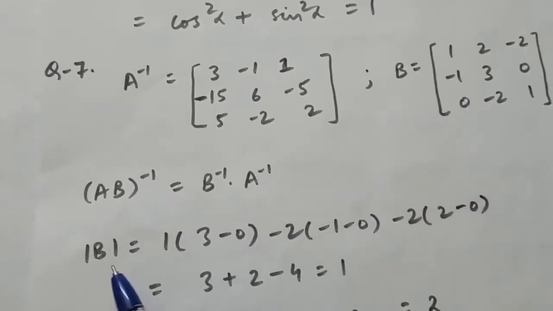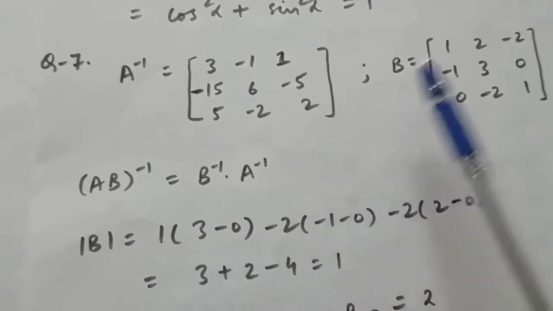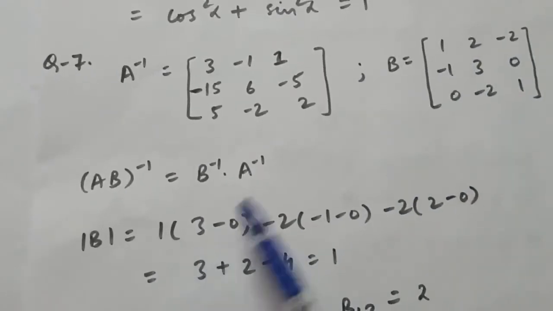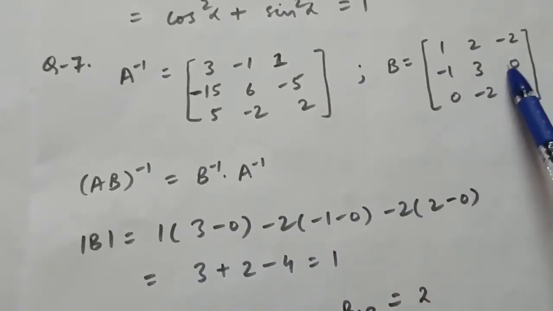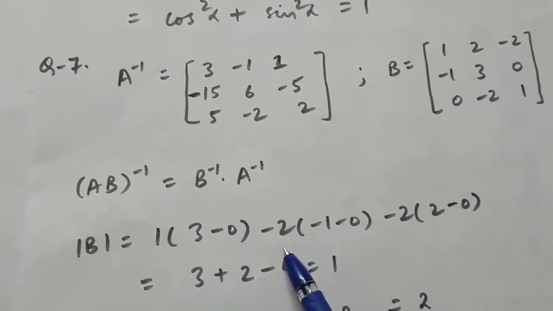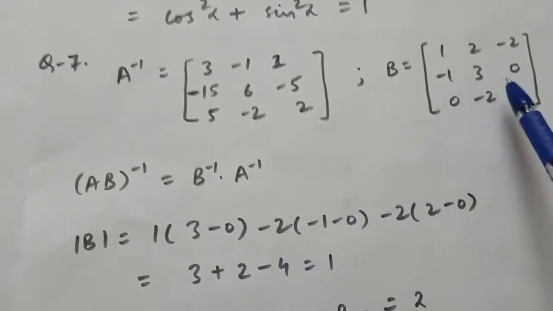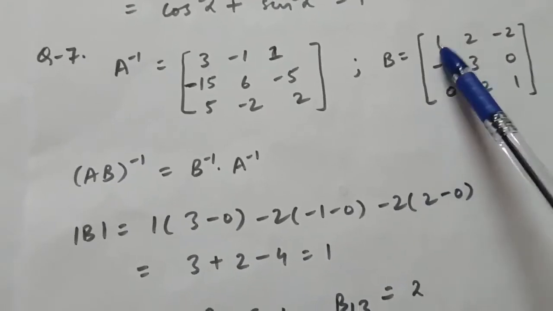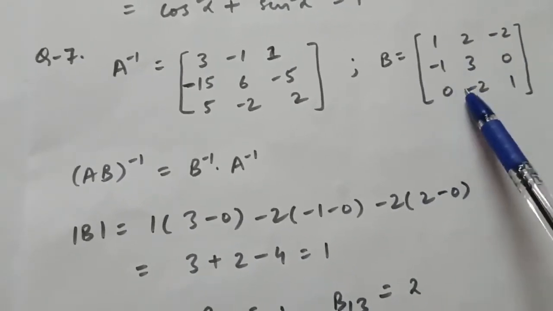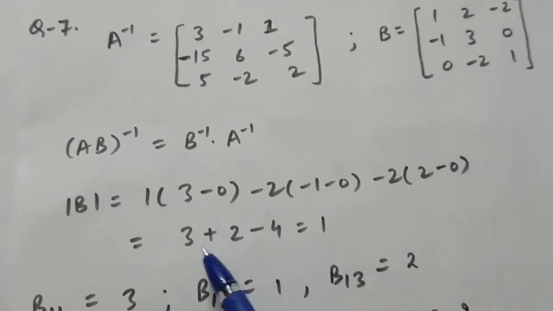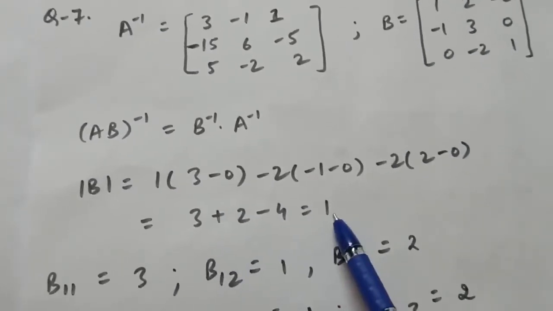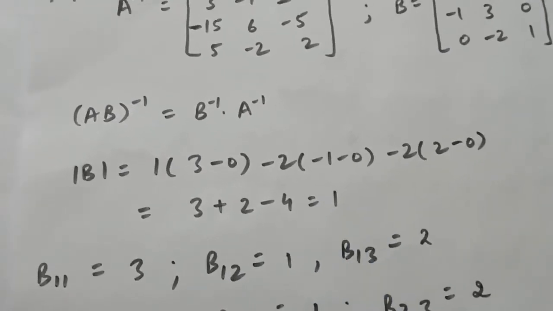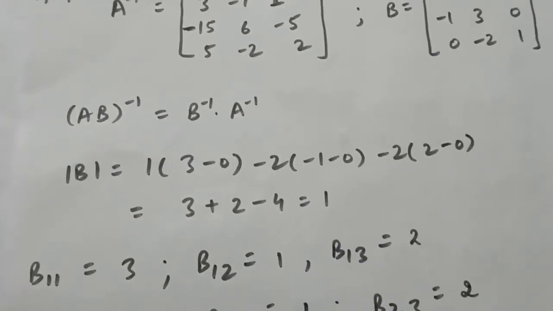So determinant of B will be along the first row 1 into 3 minus 0, then minus 2 into minus 1 minus 0, and then minus 2 into, leave this and this, so 2 minus 0. So you will get 3 plus 2 minus 4, that is 1. Now determinant of B is not equal to 0, therefore inverse of B will exist, right?